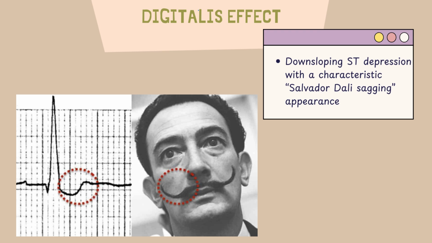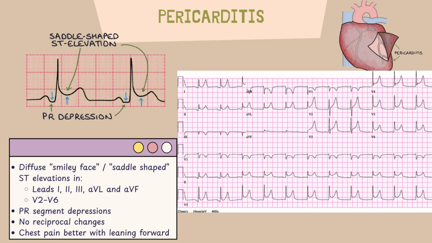So the moral of the story is essentially when the EKG looks weird, check the electrolytes and don't forget to scan the med list. Alright, so we've talked about how electrolytes can throw off an EKG, but they're not the only mimics. Up next are two patterns that can really trip people up.